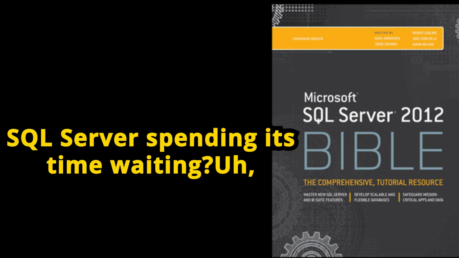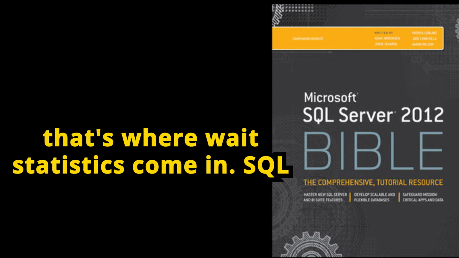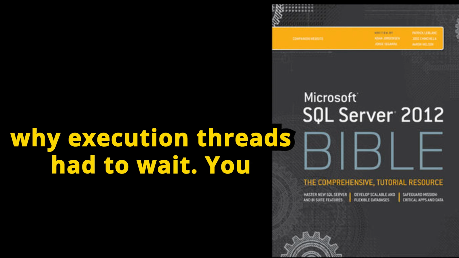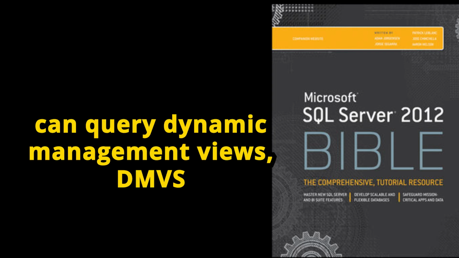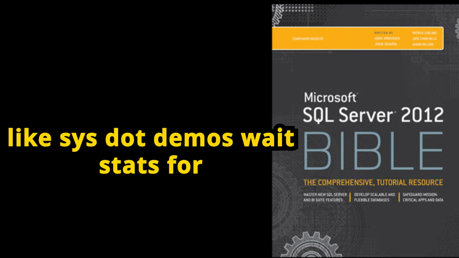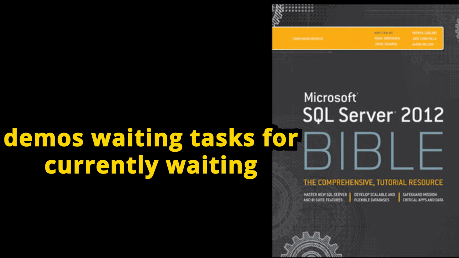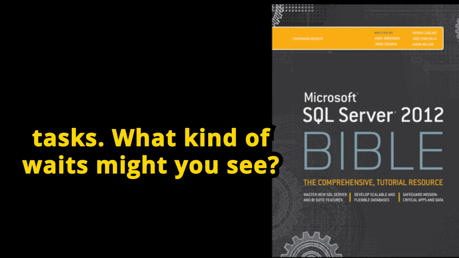What about finding bottlenecks? Where is SQL Server spending its time waiting? That's where wait statistics come in. SQL Server keeps internal counters that track why execution threads had to wait. You can query dynamic management views, DMVs, like sys.dm_os_wait_stats for cumulative waits since startup, and sys.dm_os_waiting_tasks for currently waiting tasks. What kind of waits might you see?